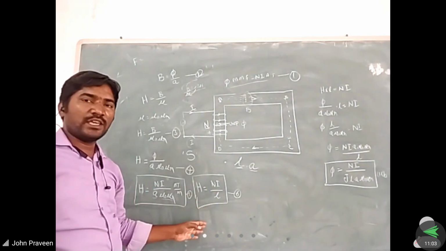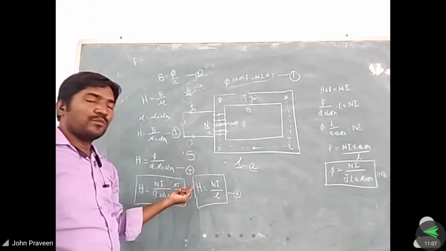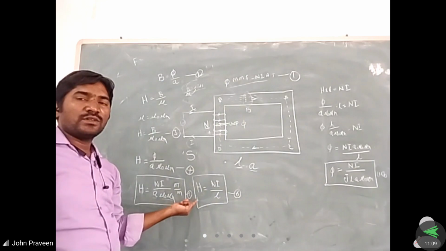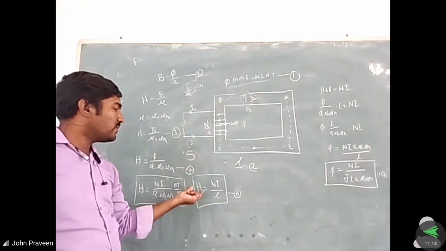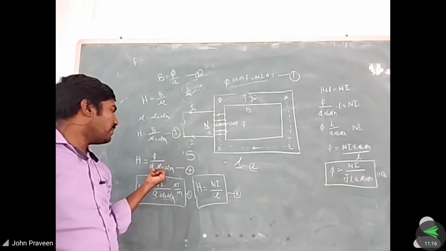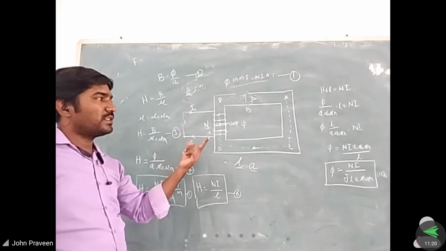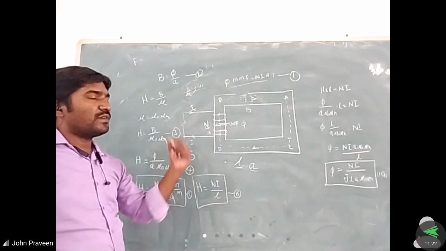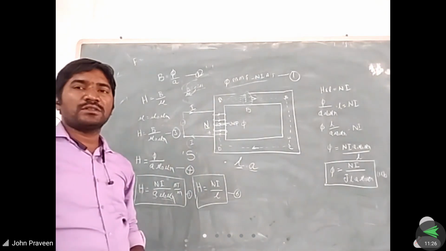From the sixth equation, we can simply write, moving L to the left-hand side, H into L is equal to N into I. We already know the H value: H is equal to phi by A into mu naught into mu r. Substituting that value, we get the equation phi into L by A into mu naught into mu r is equal to NI.